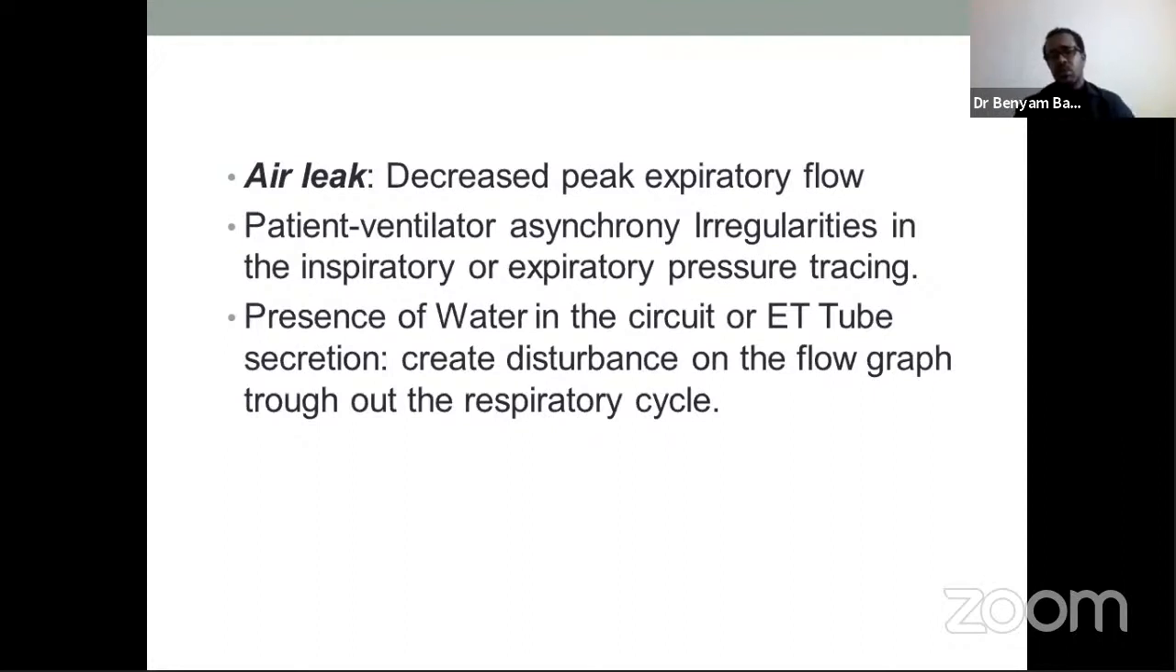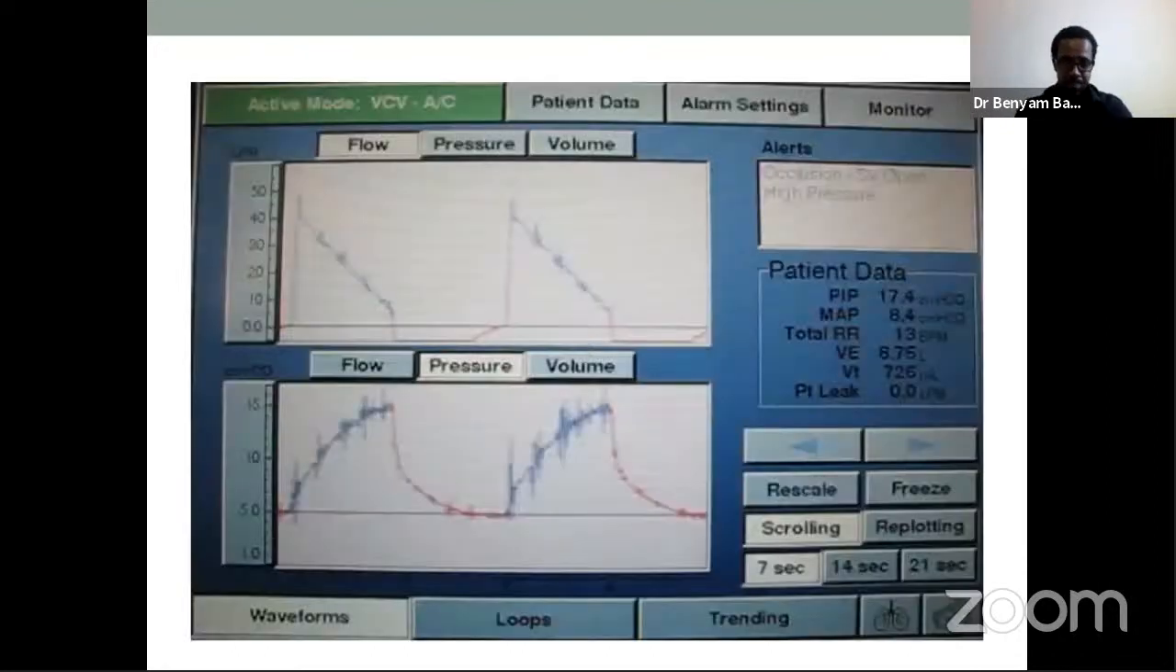This causes irregularity and might lead to asynchrony. The other thing we'll be able to see on flow time scalars is if there are any secretions or water in the circuit, or ET tube secretions. We'll see disturbance throughout the flow, especially on the inspiratory flow. As you can see here, on volume targeted ventilation, the flow has those disturbances. Those disturbances imply there is a secretion in the ET tube or in the circuit. Whenever we have such disturbances, we should check whether the patient needs suctioning or the circuit has trapped water or secretion, so we need to clear that up.